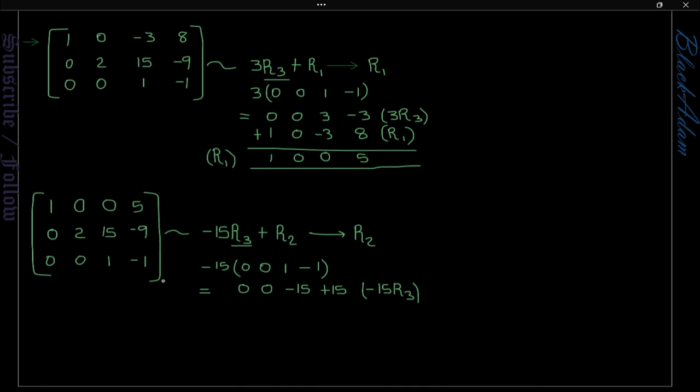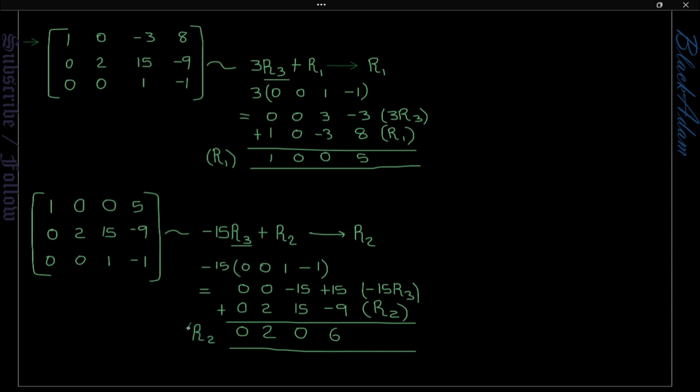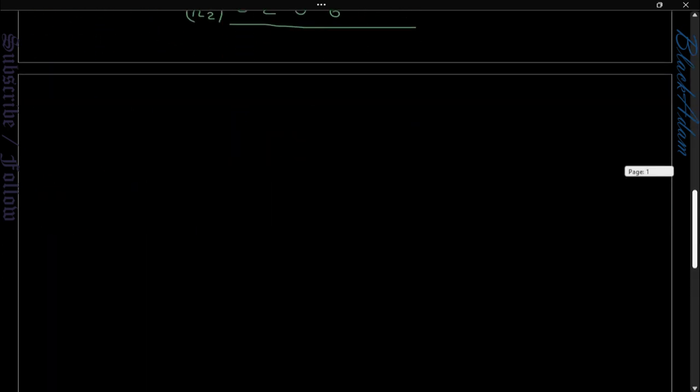So that part is sorted, and then now we have to add it with row 2. So row 2 is 0 2 +15 -9, and we just put it there. We need to find the hybrid of the two, so we add according to our expression. 0 plus 0 is 0, 0 plus 2 is 2, -15 plus 15 is 0, +15 plus -9 is 6, and all that we replace in row 2.